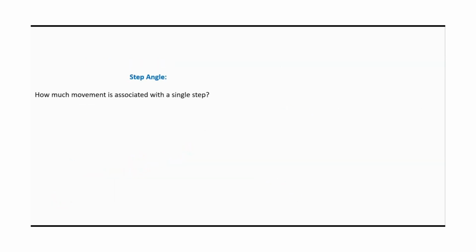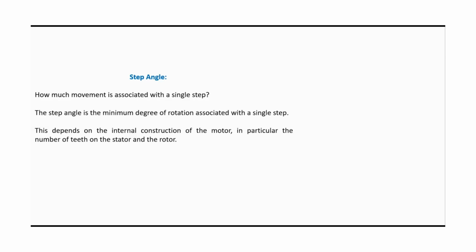So what is step angle? It is a very important concept. It is related to how much movement is associated with a single step. Actually the step angle is the minimum degree of rotation which a motor can rotate. Different motors have different step angles. There are different stepper motors available in the market with different step angles, and according to requirement we choose the motor. So how is this step angle determined? It is an internal construction dependent parameter which we can't change later on through coding or programming.